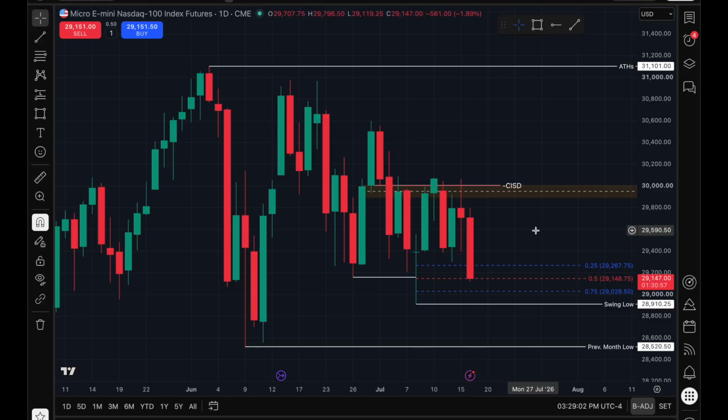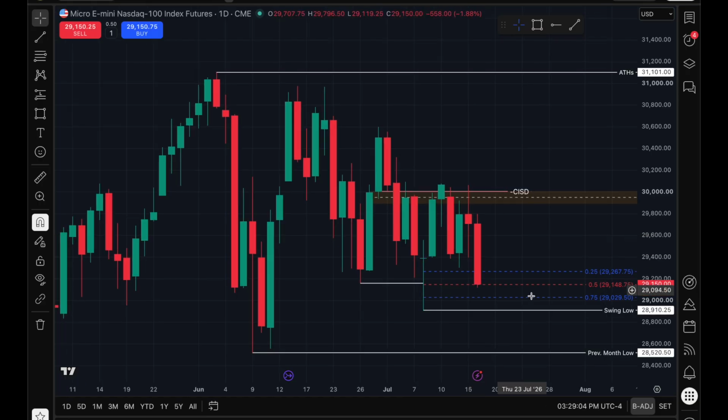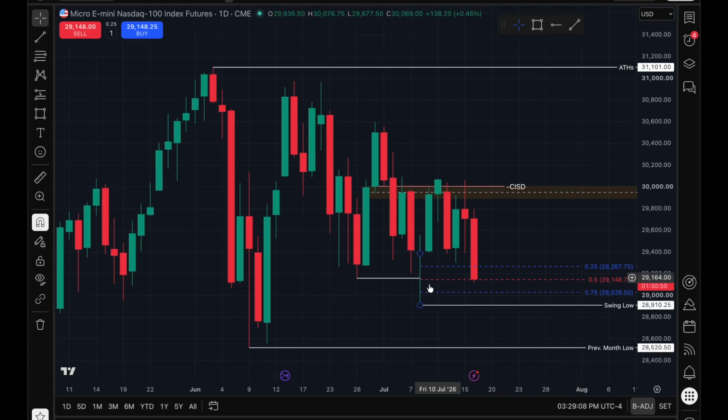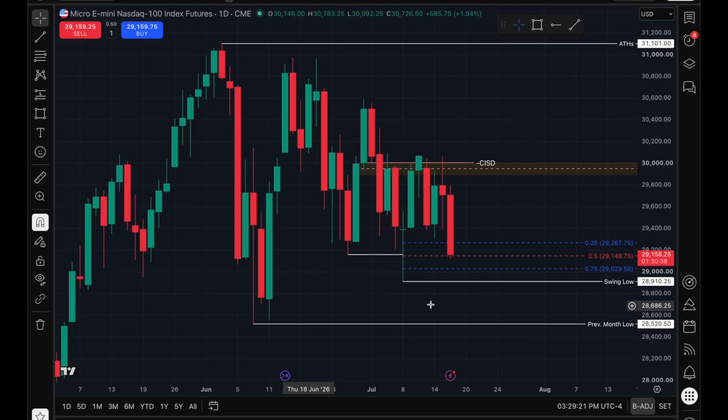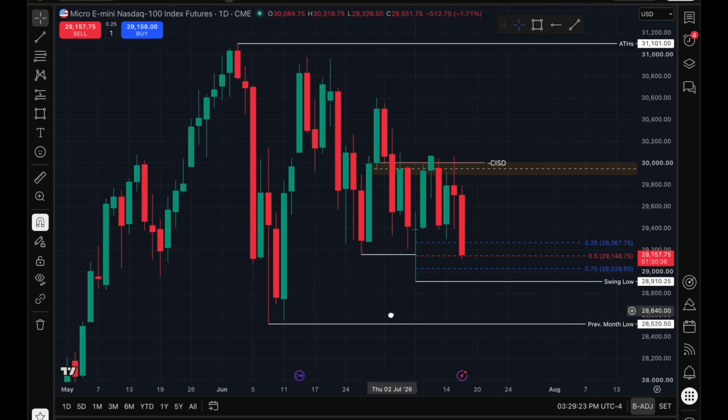Yeah, and then consequent encroachment, which was delivered, see right now, just before market close. And then possible objectives to look for in the future. If we continue lower, we have this swing low that the wick created, and then these relative equal lows, which is also previous month low.